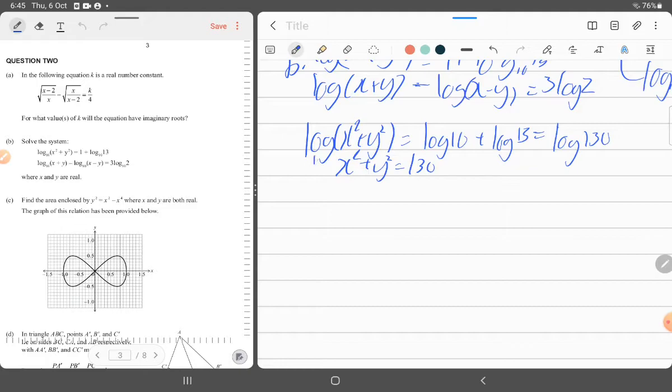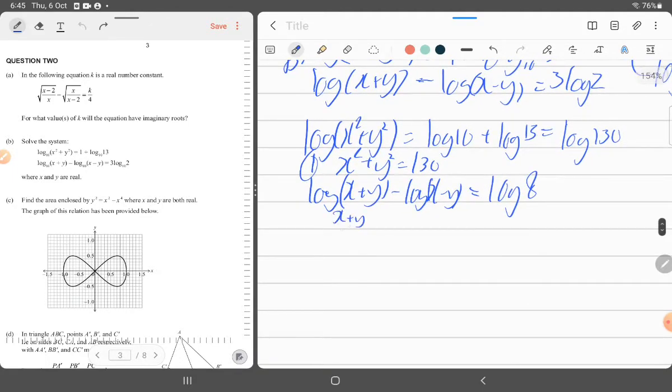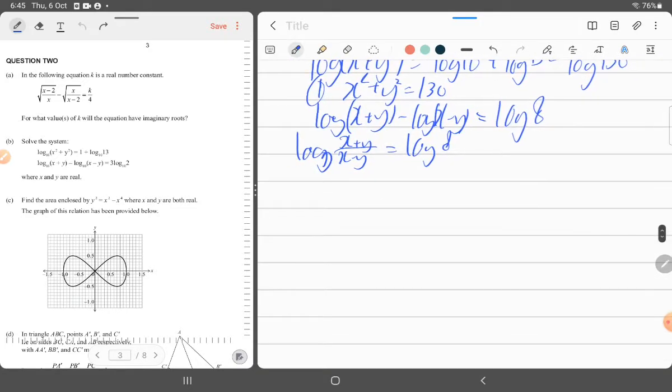This is equation 1. Then log(x plus y) take away log(x minus y). Basic log rules, you can bring this up to here, which is equal to log 8. Then x plus y, and then log rules again, log of x plus y over x minus y is equal to log 8. So (x plus y)/(x minus y) equals 8, since we can just cancel the logs out.